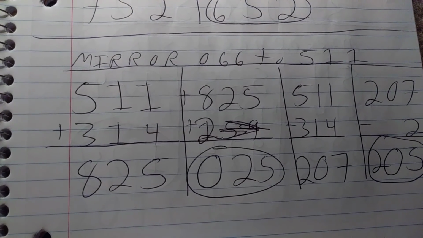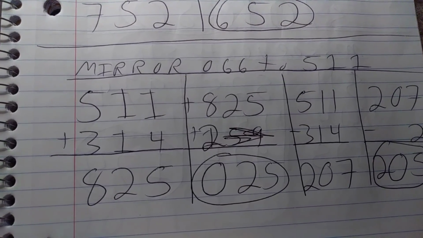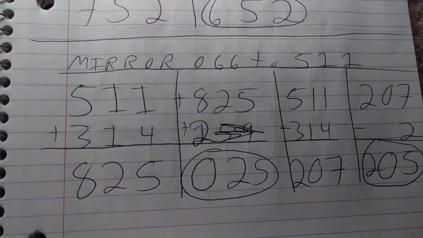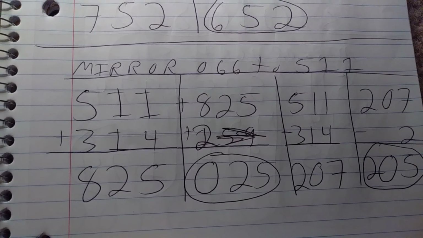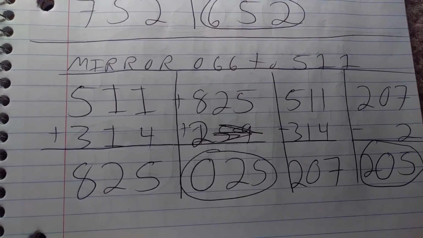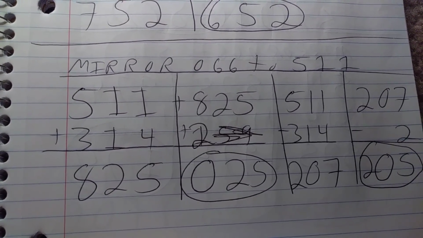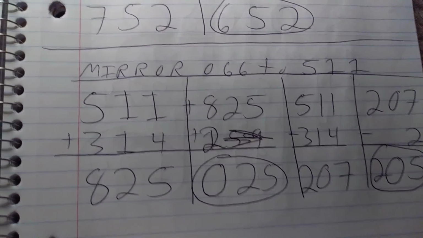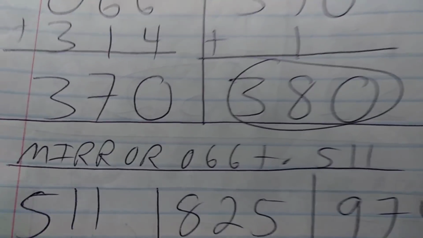So, 511 plus 314 gives 825. And then 825, you're going to add 2 to that first digit, that's 025. And then 511 minus 314 is 207. And then 207 minus 2 off that last digit there. So you see how the 025 showed up twice. It's a very good indication that 025 may possibly show up in the next 7 days.